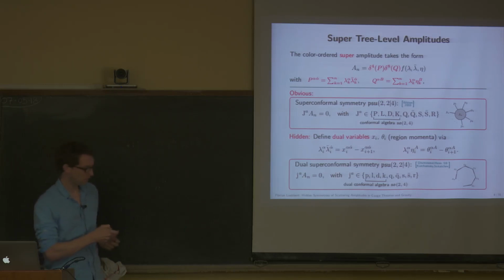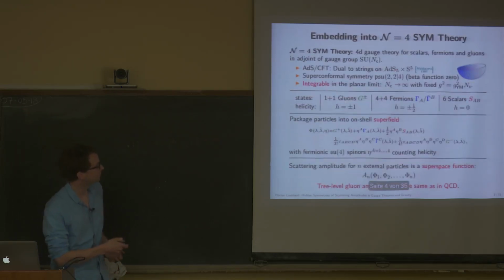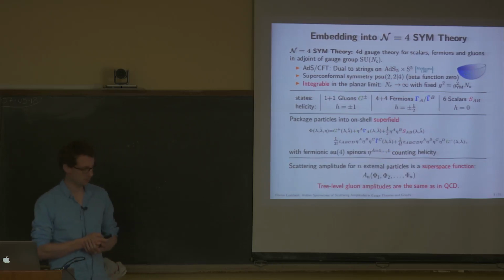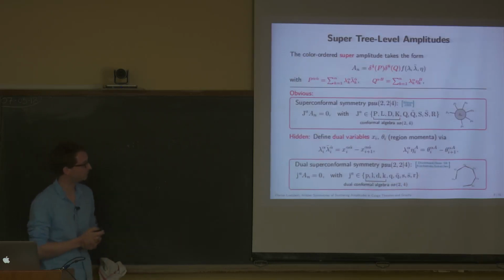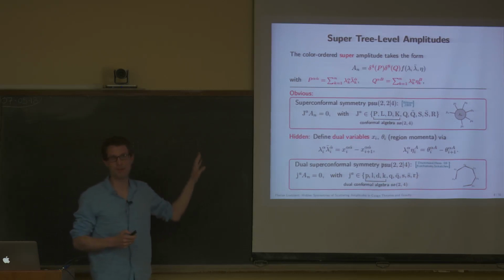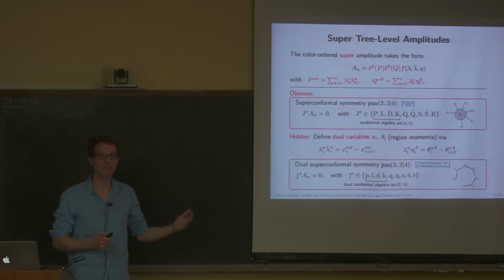Eta was this SU4 spinor that I used to package the fields in my superfield. So this is basically the analog of what I did in the Yang-Mills theory. The amplitudes inherit the symmetry of the Lagrangian.